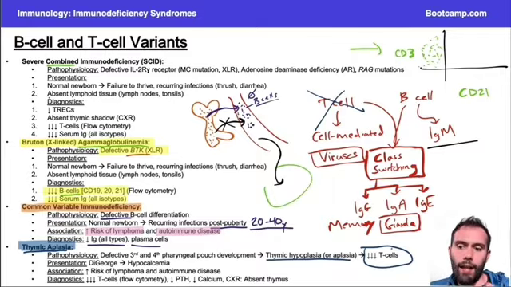Remember that whole physiology we talked about, the whole mechanism of negative selection, positive selection, all occurring in the thymus from the pre-T cells. So if I don't have a thymus, we're going to have some major issues with making functional T cells. Okay, and why does this happen? Why don't I have a thymus?